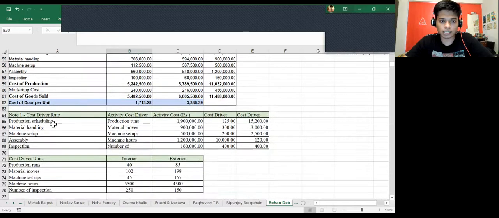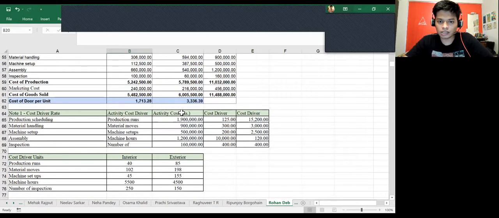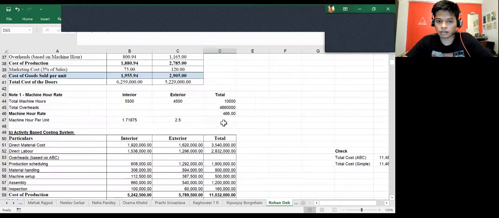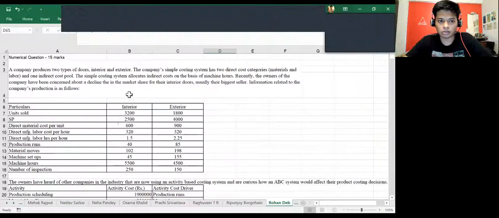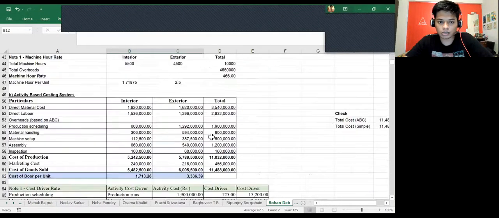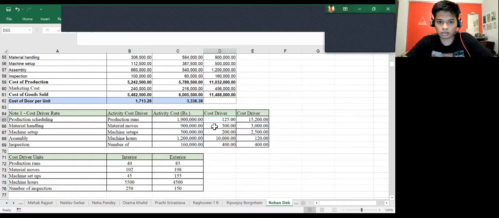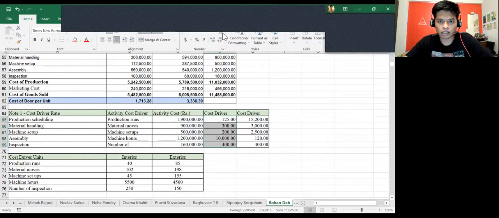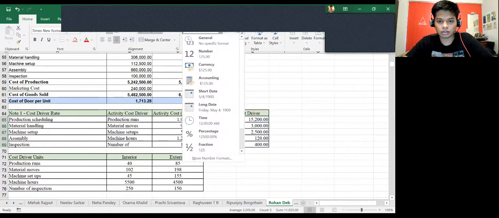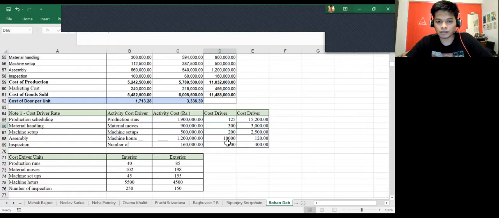And here what I've done is, firstly, I've determined the cost driver, which was already given to me. This is the total activity-based cost, and this is the cost driver. So 125 is basically the sum of these two, 40 plus 85. So these are the total number of production runs, material moves, material setups, and so on. Actually this should not be in numerical form, but I'll just convert this to general. Give me 1 second. I hope you get the point, it's not a figure. Now you divide the activity cost by the number of drivers and get the cost per driver.